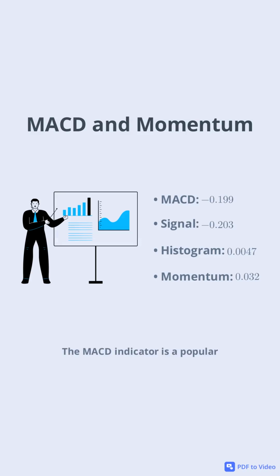The MACD indicator is a popular tool for gauging momentum and trend direction. For EVTV, the MACD value is -0.199, with a signal line at -0.203 and a small positive histogram. This setup points to weak bullish momentum, but the overall trend remains negative. The MACD momentum is slightly positive at 0.032, suggesting a potential but not confirmed shift. Traders should watch for a crossover or a stronger histogram for signs of a true reversal.